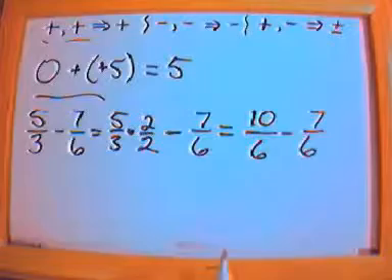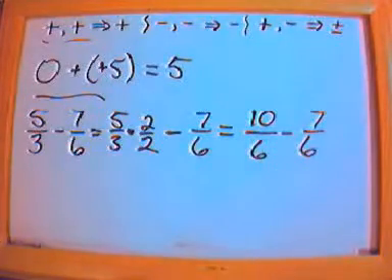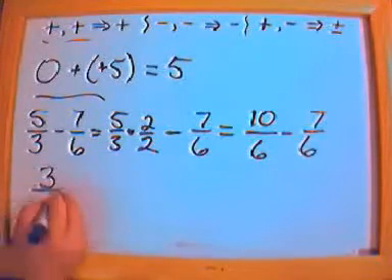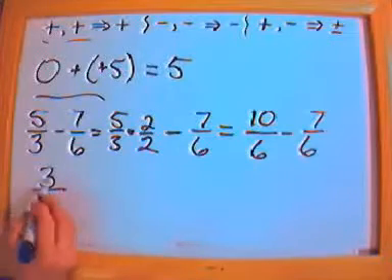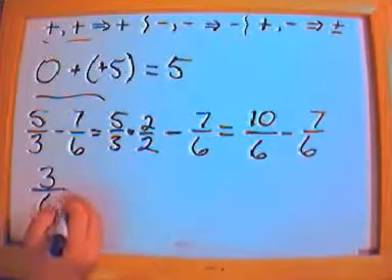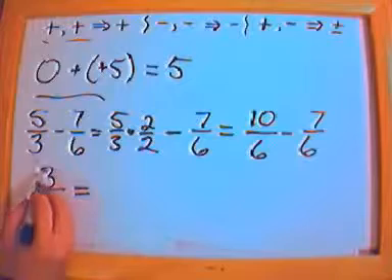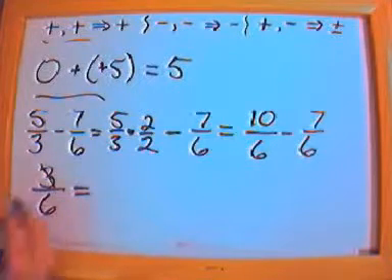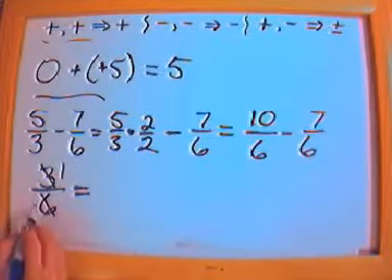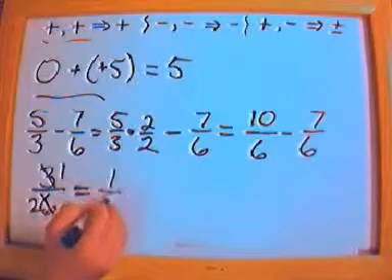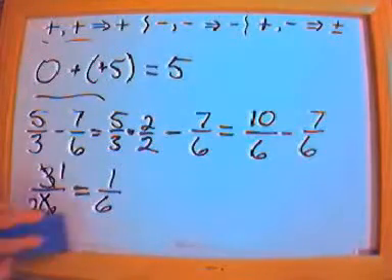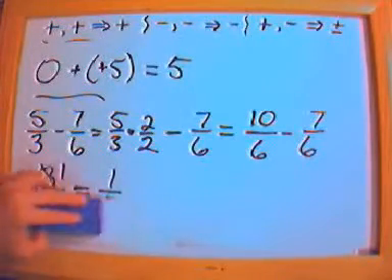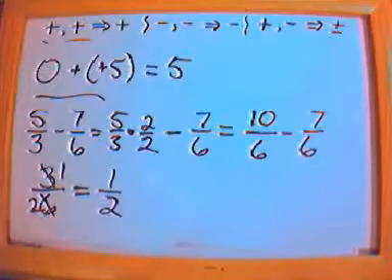Now, I want to subtract them. I need to subtract 10 minus 7. 10 minus 7 is simply 3. You keep the bottom number, which is 6, so I'm left with 3 sixths. Now, of course, I can simplify this because 3 divided by 3 is 1, and 6 divided by 3 is 2. So this fraction is actually equal to 1/2.